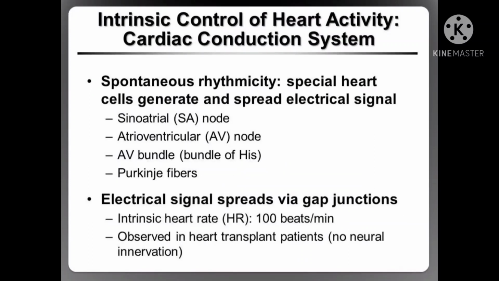Intrinsic control of heart activity. Cardiac conduction system. Because of spontaneous rhythmicity, special heart cells generate and spread electrical signals. Sinoatrial node, atrioventricular node, AV bundle, Purkinje fibers. The electrical signal spreads via gap junctions. The intrinsic heart rate is observed in heart transplant patients.